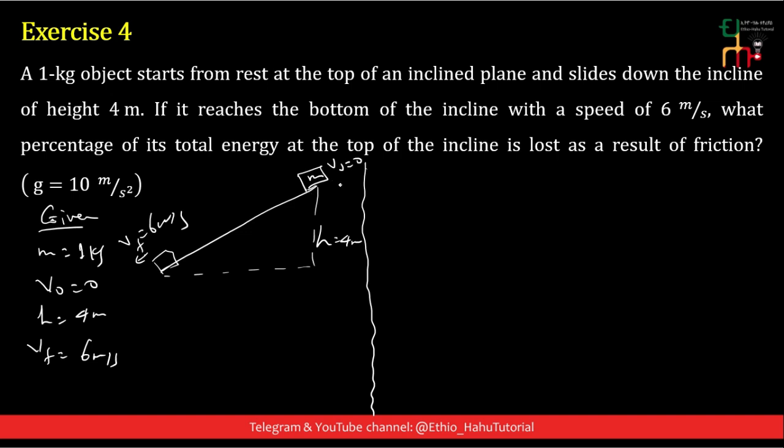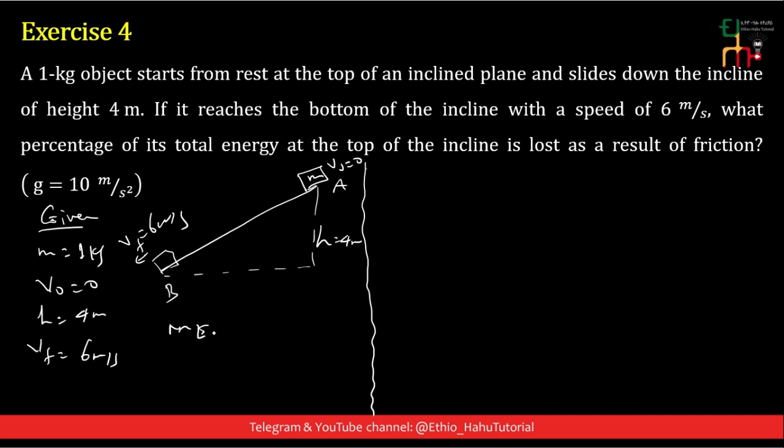Therefore, let's consider this point is A and this point is B. In general, work done by non-conservative force is equal to change in mechanical energy. In the absence of non-conservative force, mechanical energy is conserved. But if there are forces other than the conservative forces, mechanical energy is not conserved. To see that, let's consider mechanical energy at point A and mechanical energy at point B.